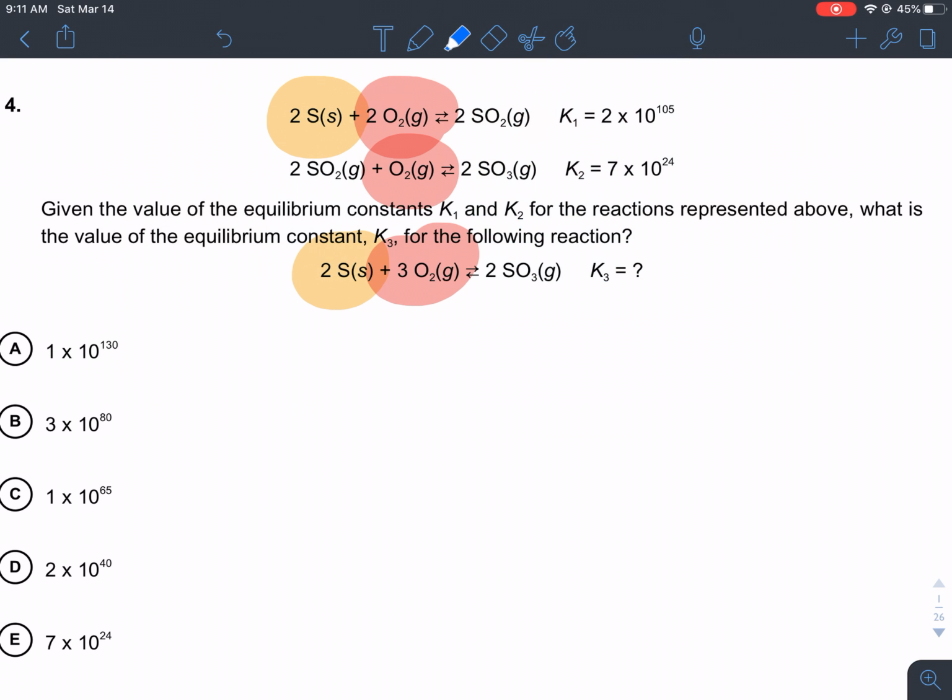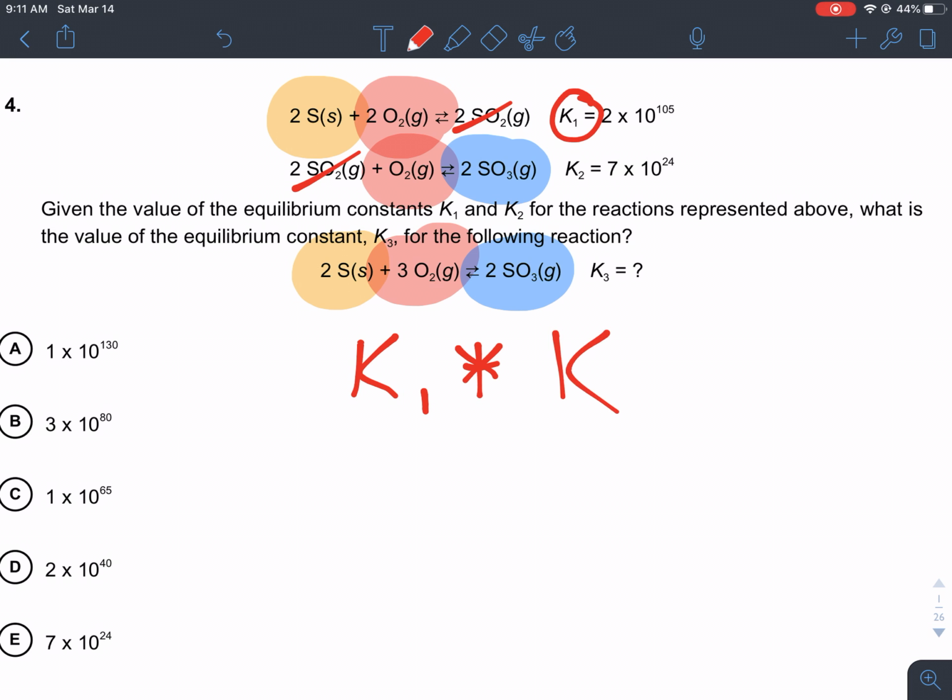And here are your 2 SO3s. And if you notice, what's going to happen? This 2 SO2 and this 2 SO2 are going to cancel out. Now you're adding these together, but unlike Hess's law, when you're dealing with K, you're going to multiply these two. You're going to multiply K1 and K2 together when you add them.